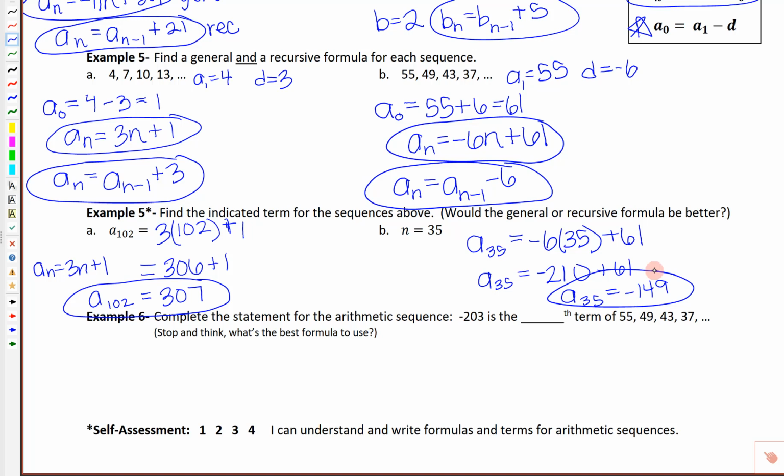Okay, the last type you might see, this one is telling us what the term is. It's kind of telling us the answer, what that value is, but we need to figure out what term number it is. Is it the 20th term, the 100th term? So we are going to plug it in. 55, 49, that's this formula up here that we're going to be using. So I'm just going to write it so you know what formula we're using.